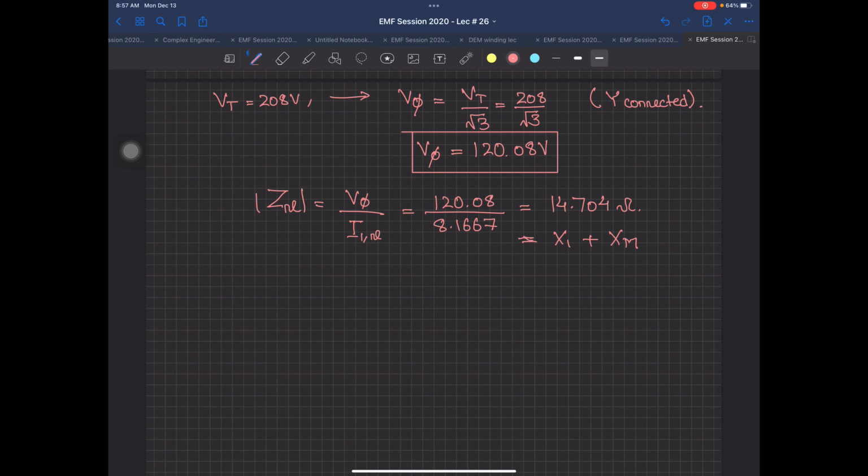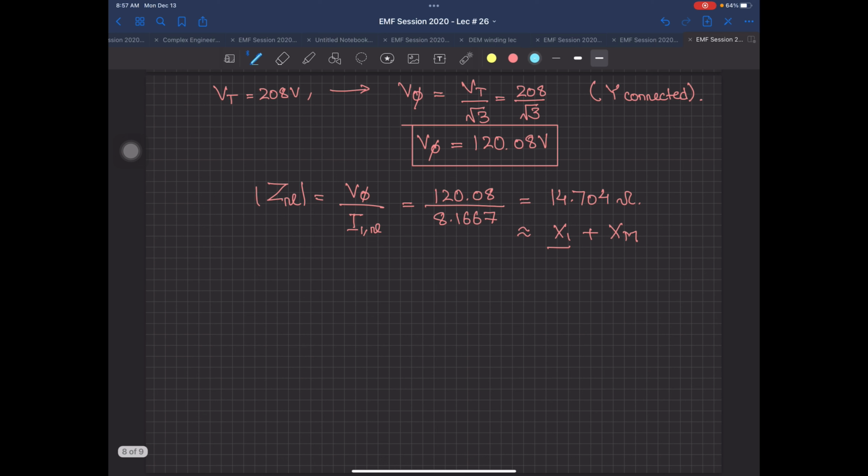Now when you have got this value, this value is equal to x1 plus xm. This is again an approximation. This is very important. Now we can't separate x1 and xm unless and until, at the end of the expression, when we have completed this numerical, we will have x1. Then you can find out xm. Otherwise, at present, this is 14.704 ohms, and you will leave it here.